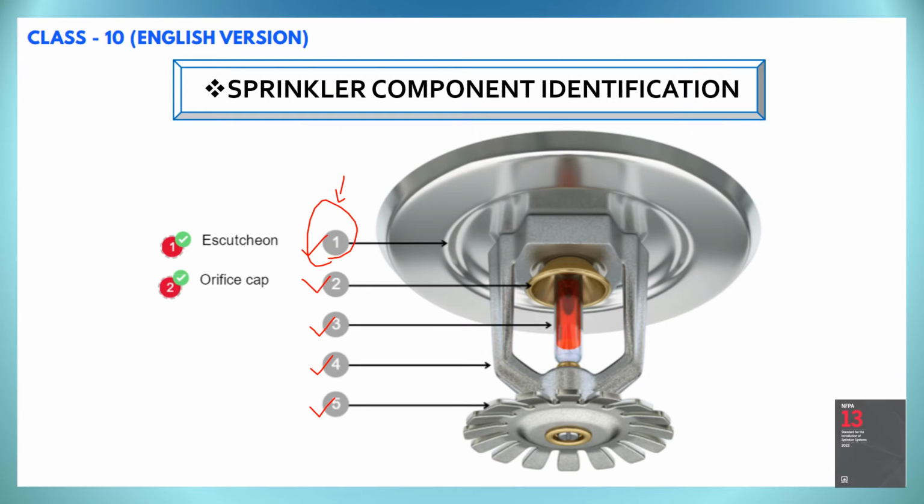And number 2 is the orifice cap through which the water flows, and number 3 is the fusible element or thermosensitive operating element, which can be a bulb or any filament, and number 4 is the frame arms or the sprinkler frame, and number 5 is the deflector through which the water flows in various patterns. Based on the deflector design only the water flows.